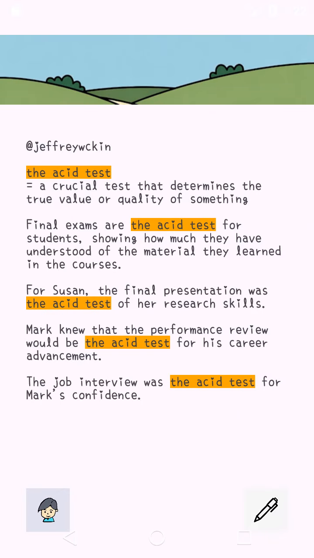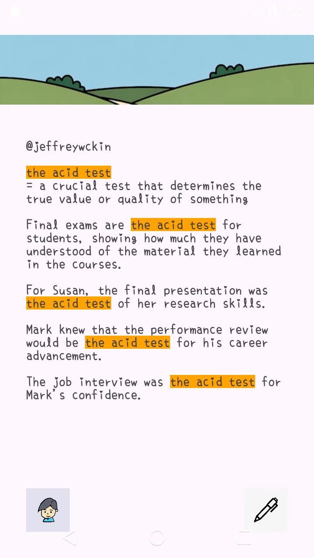Today we'll be discussing the noun the acid test. The acid test is an important way to find out the real value or quality of something. It comes from gold mining, where acid was used to check if gold was real. Now, it means a method to prove the true quality or value of something. It's a way to confirm whether something is authentic or effective.